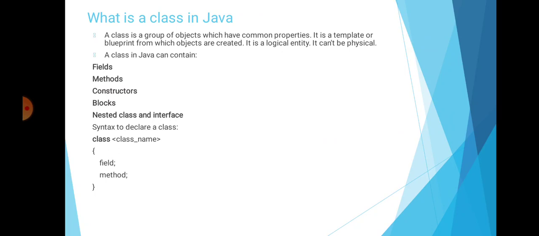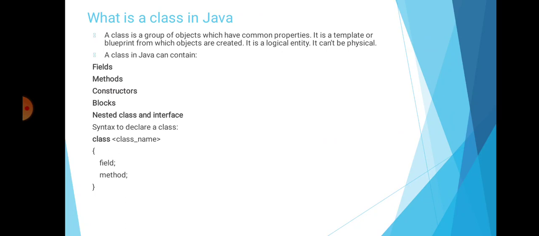Then what is a class in Java? A class is a group of objects which have common properties. It is a template or blueprint from which objects are created. That means classes in Java provide a convenient method for packaging together a group of logically related data items and functions that work on them.